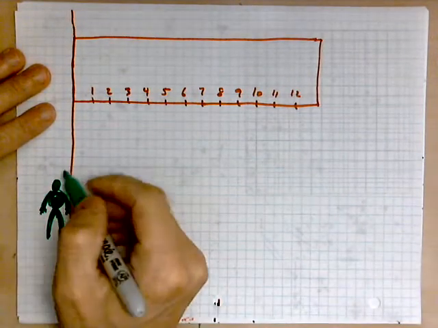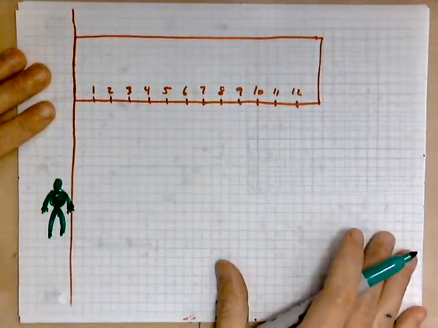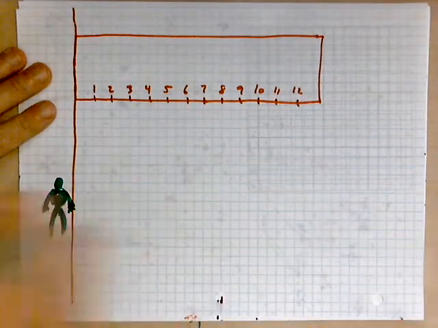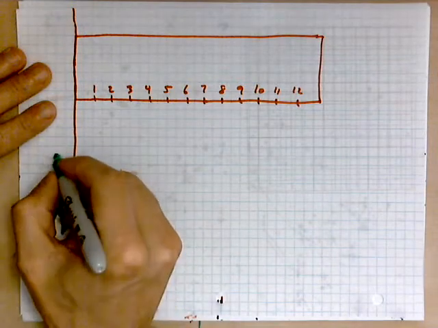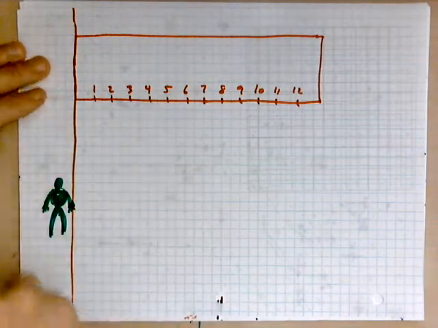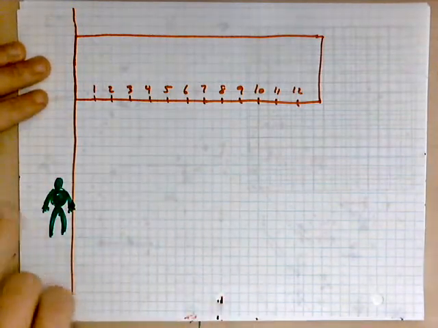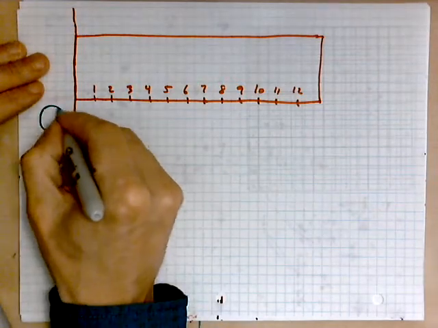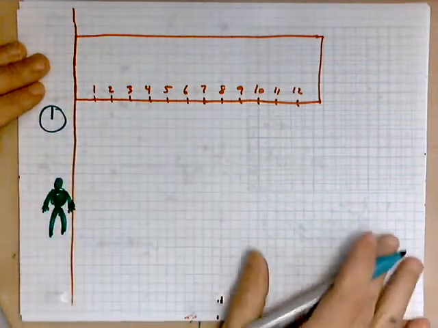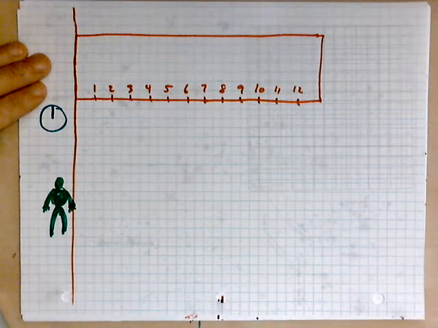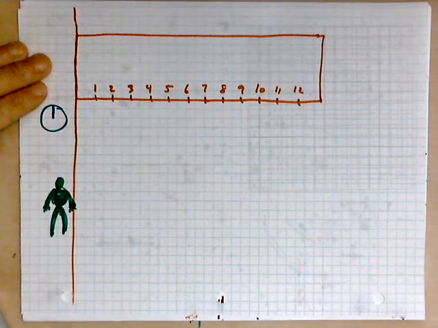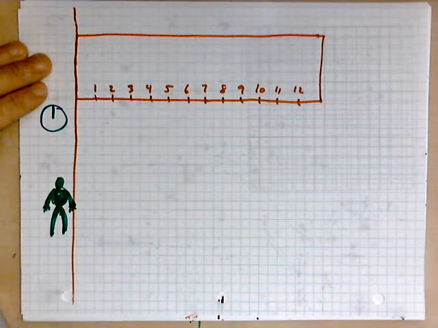And say he's got a watch. And right now, before we do anything, let me draw the watch in a different color. Here's our watch. There we are, right? 12. We pull the ruler at a uniform rate, which means we don't accelerate it. It's always moving at exactly the same rate.